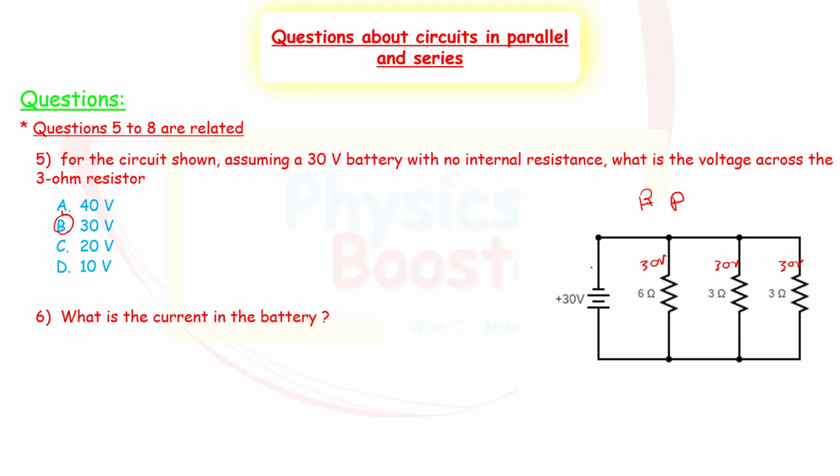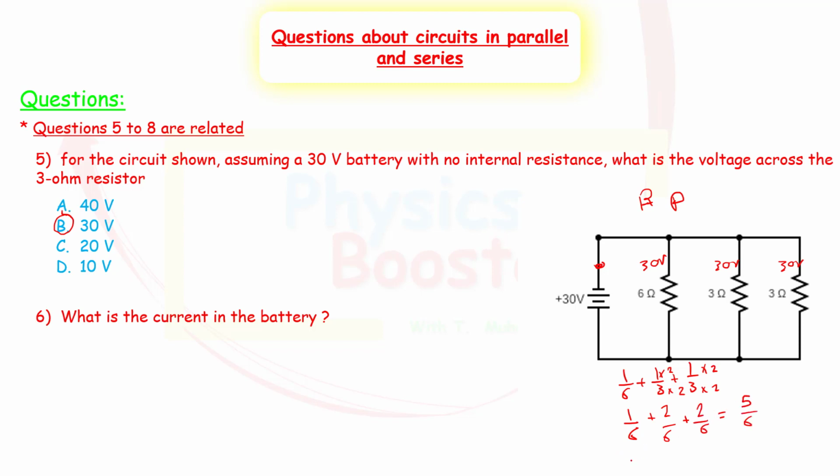It's asking about the current in the battery, or the current right here before it starts separating. So what we have to do here is find the equivalent resistance for these 3 resistors, and I can do the following. I can say that 1 over 6 plus 1 over 3 plus 1 over 3. If I multiply this by 2, and this by 2, and this by 2, I will get the answer equal to 1 over 6 plus 2 over 6 plus 2 over 6, which is equal to 5 over 6.